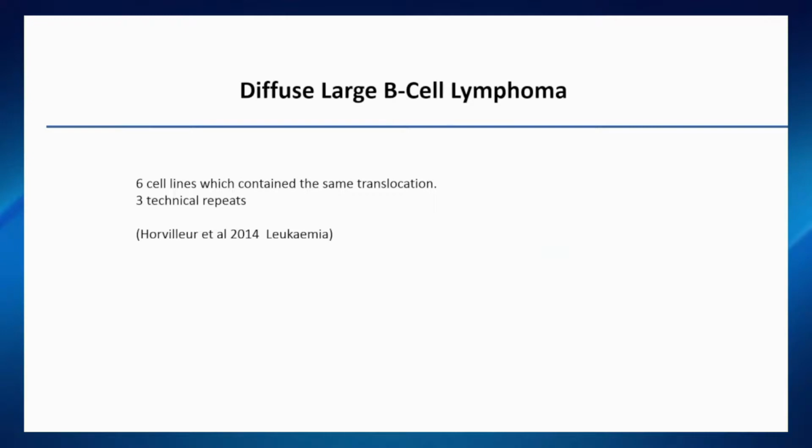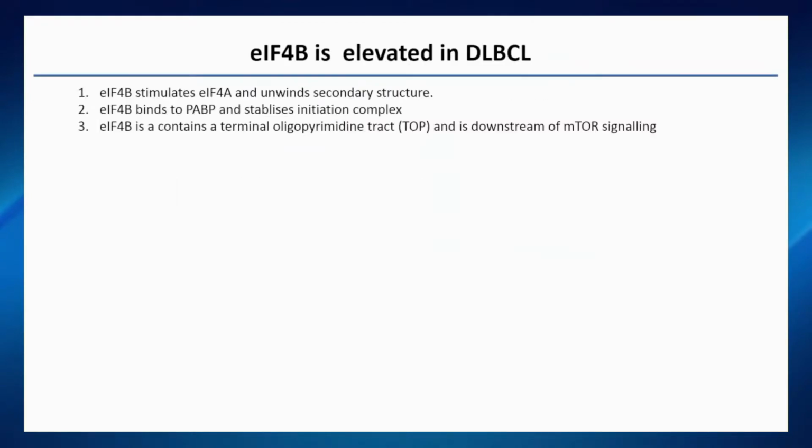And we published this quite a while ago now, but it's still quite a nice study. Now, this is quite simple in a way, because the driver for this tumor in terms of translation was EIF4B. So this is a protein that stimulates 4A to unwind secondary structure. It also binds poly A binding protein and actually stabilizes the whole initiation complex.